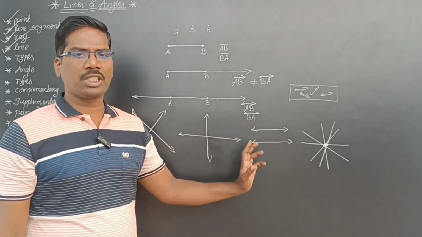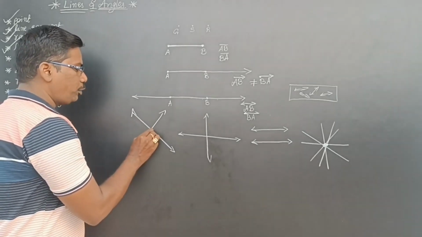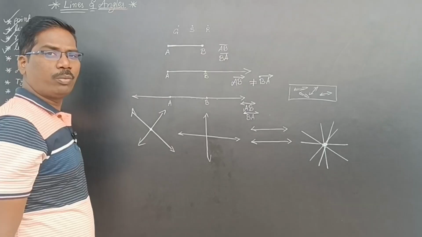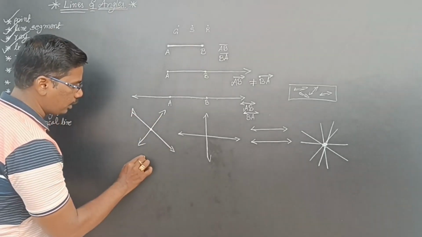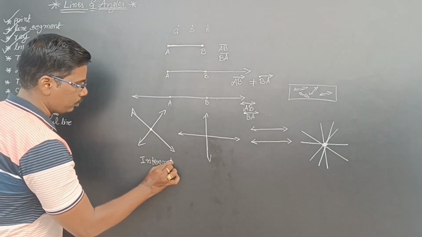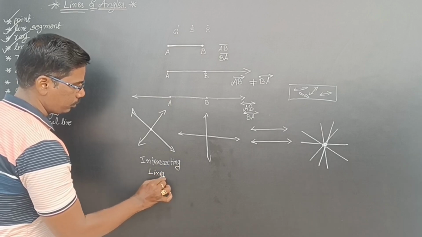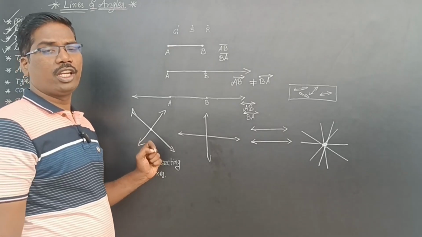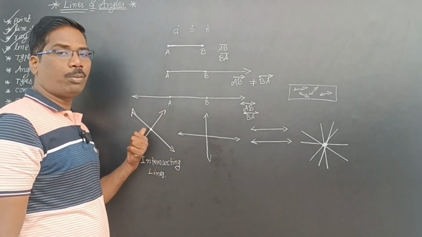Now, each diagram has one name. Those definitions we will now see. See, if two lines are meeting at one point, then those are called intersecting lines. This point is called the point of intersection.